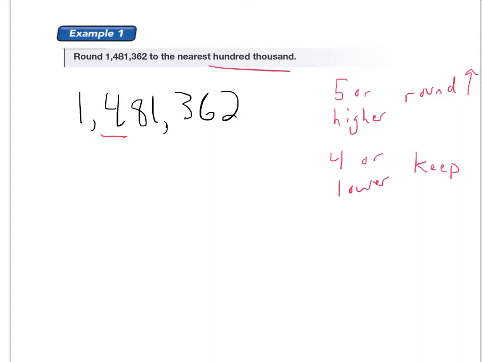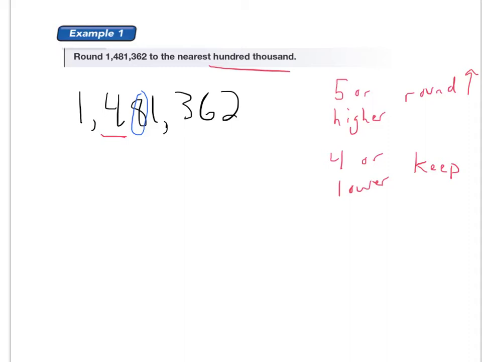Okay, now I always look at the place to the right of the number, so I usually like to circle that one actually. This is the number that's going to tell me whether I need to round that 4 up or to keep it the same. Okay, well 8 is higher than 5, so that means I'm going to round the 4 up.